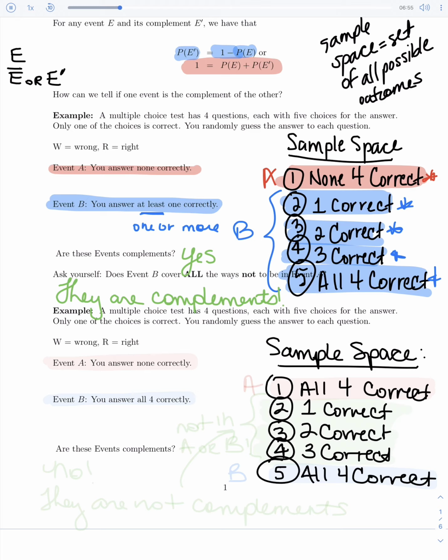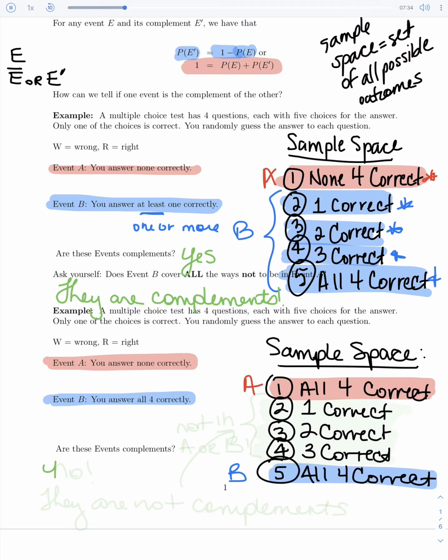So let's take a look. In event A, we have the same event A that we had in the last one, which is that you answer none of them correctly, which is just number 1 from the sample space. That's our event A there. If we look at event B, it's a little bit different this time. You answer all 4 questions correct. Getting all 4 of them correct is only the last option. That's all that's included in event B this time. So, are these 2 events complements? The answer is going to be no this time.